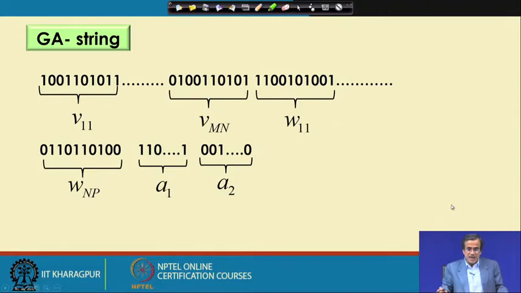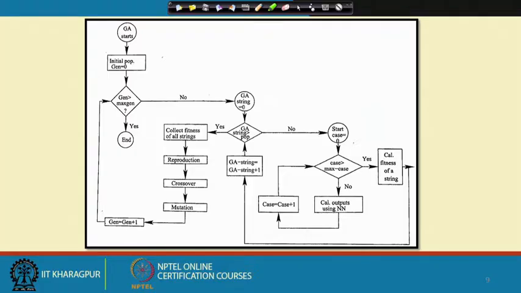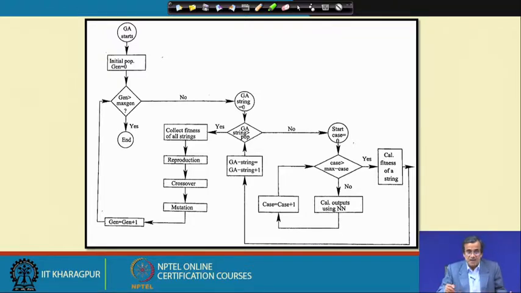So, this is the way we will have to represent the different variables in the GA string, and once you have got this representation, we will have to follow this flow chart to implement this algorithm, so that the GA can evolve that particular network. Now, let us try to understand this flow chart.